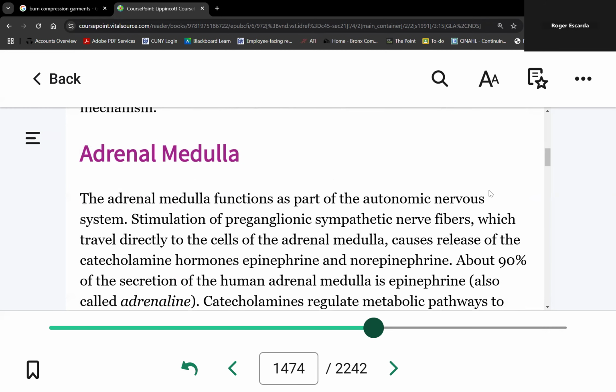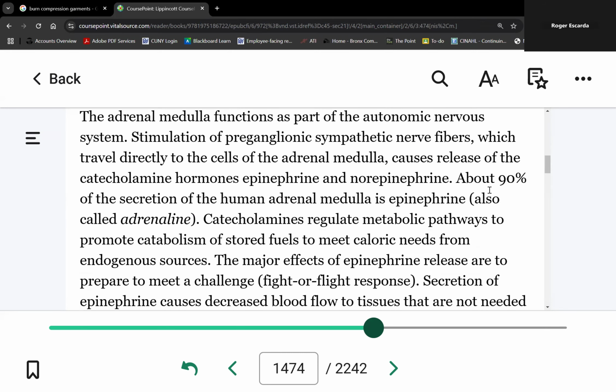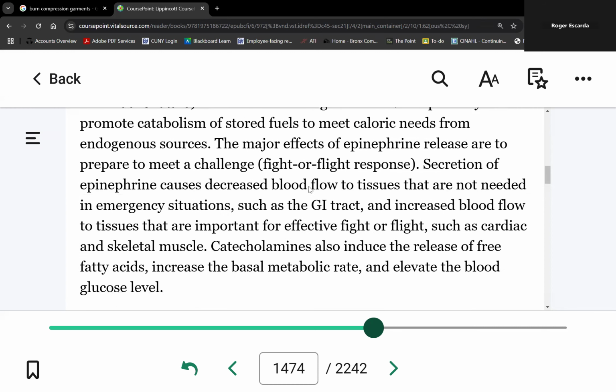So there are two parts to the adrenal gland. The adrenal glands sit on top of each kidney, correct? So there's a medulla and a cortex. The medulla produces your catecholamines. Catecholamines are your emergency hormones, which are adrenaline and norepinephrine.